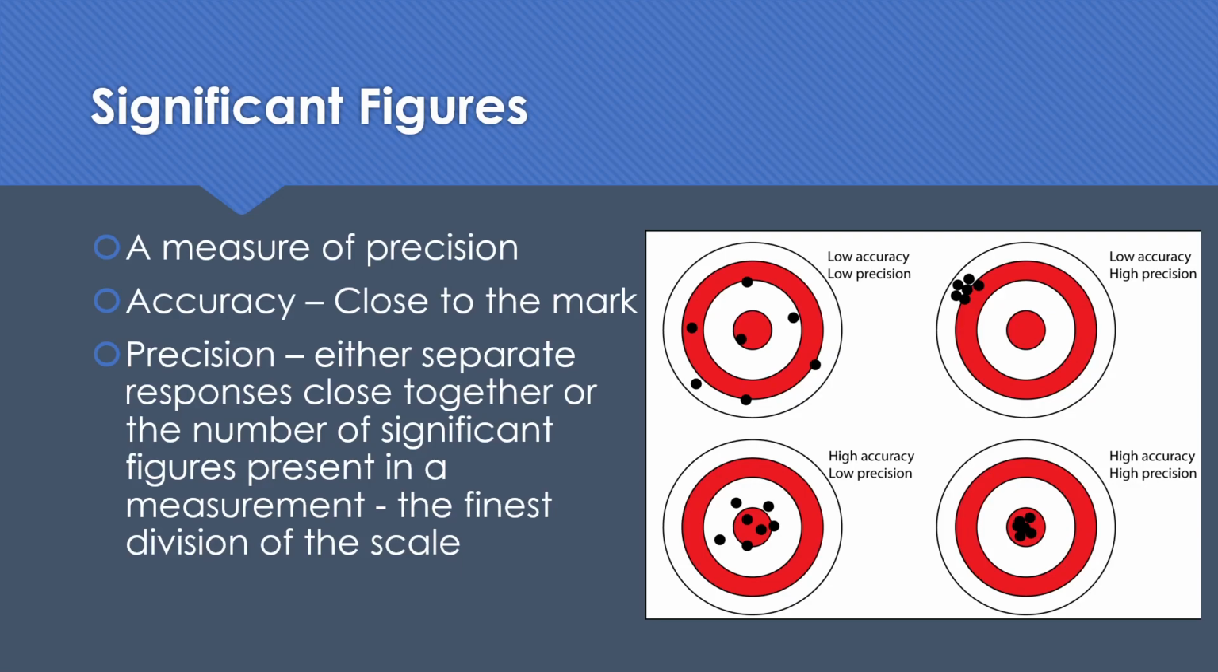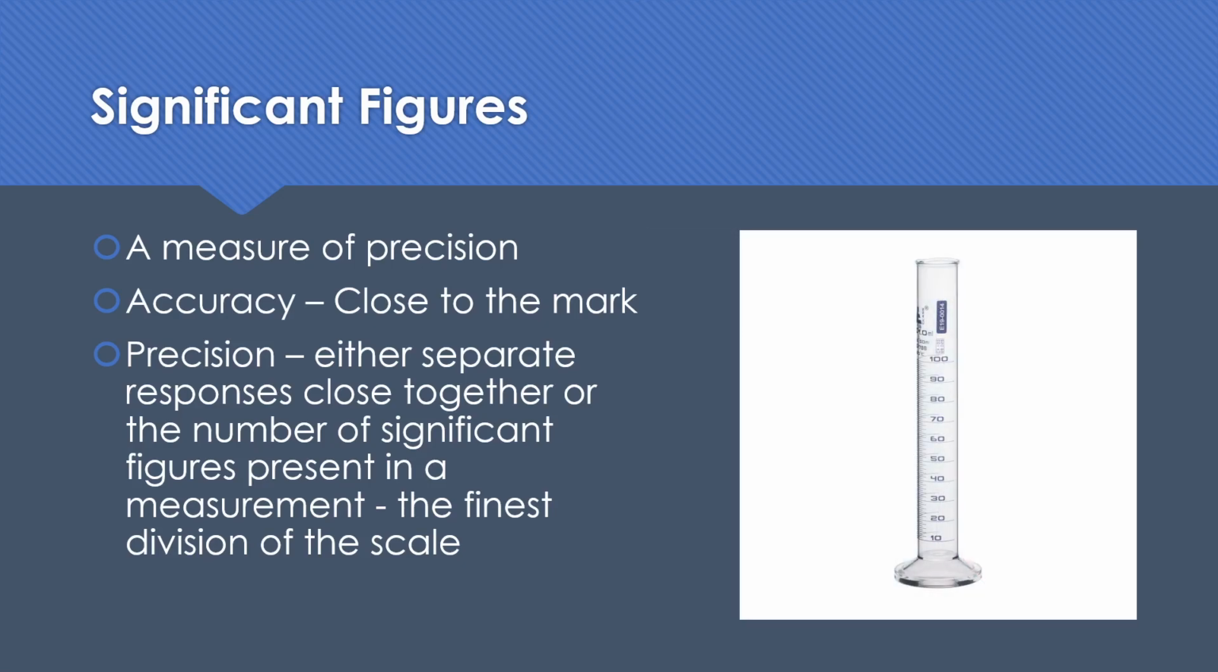But the other way, and probably the more common way you're going to end up using it, especially if you're doing laboratory stuff, is it's the smallest division of your scale. So, if you have a digital scale that reads to 4 decimals, that's pretty precise. If you have a digital scale that reads to 10 decimals, that is a more precise scale because it can give you functionally more significant figures.